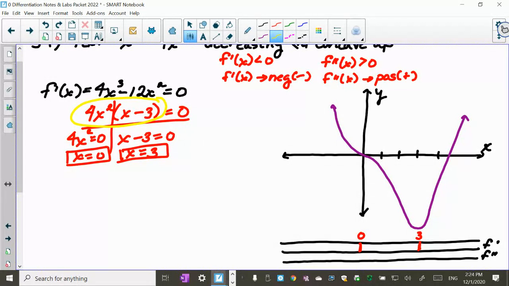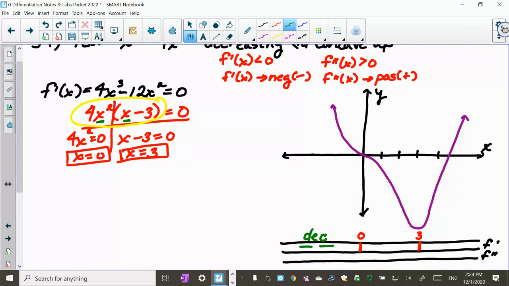And I'm going to do a number. I'm going to pick a -1 because it's on the other side of 0. When I throw in a -1 here and a -1 here, when I square -1, it turns positive times 4. So this is positive. When I put a -1 here, that's negative. A positive number times a negative number is negative. So it's negative here. My function is decreasing here. I look up, yes it is.